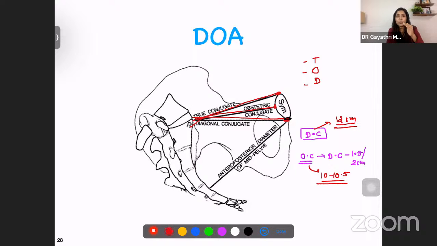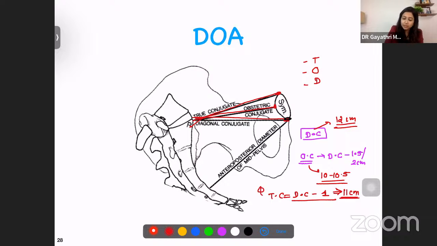Now finally the topmost one is the true conjugate, also known as the anatomical conjugate. To derive the anatomical conjugate, it is diagonal conjugate minus 1. So this is the true conjugate, which is diagonal conjugate minus 1, and it is usually 11 centimeters. These are the various anteroposterior diameters.